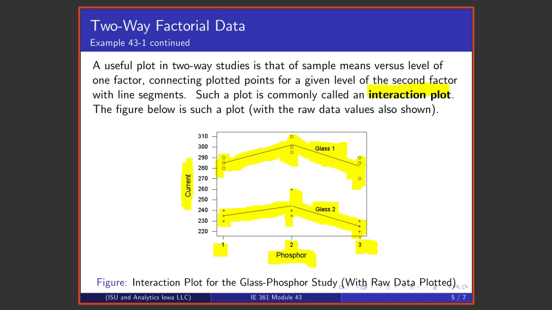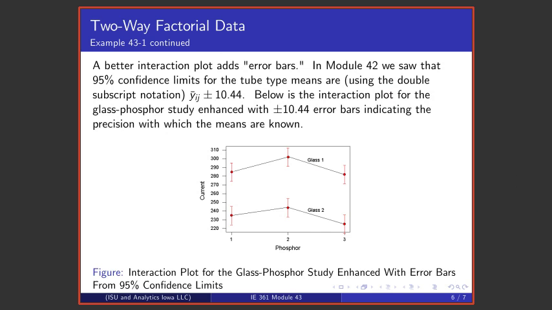As one looks at that picture, one notices a big difference between glass number 1 and glass number 2, notices somewhat smaller differences between the phosphors as one goes left to right, and notices that the picture here for glass number 1 is very much like the picture for glass number 2, just simply moved up some. That there's a fair amount of parallelism between those two traces that I've drawn there.